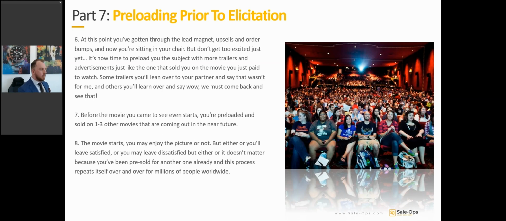Seventh, before the movie even starts, you're already preloaded and sold and made micro commitments, and in some cases, even macro commitments to your significant other, based off coming back to the same place that you're at right now to watch another movie in the future. You're already sold and the damn movie ain't even in production yet.